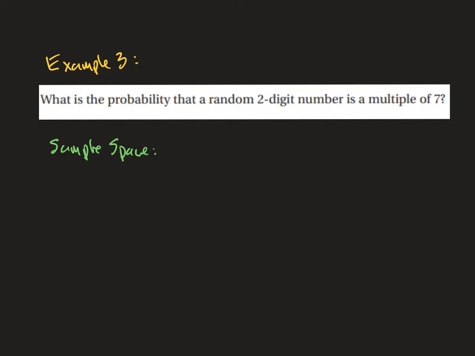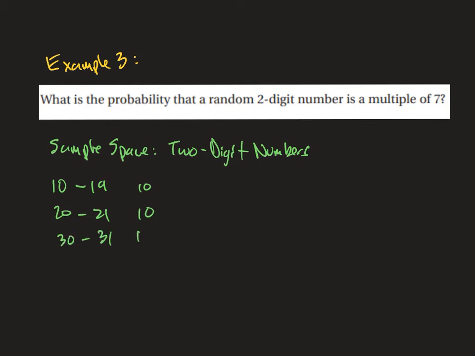Our sample space is 2-digit numbers. How many are there? Okay, well, I don't want to spend time writing all these out, so I'm going to think this through. If I counted all the numbers that are 2 digits, basically I would start at 10, and I would go from 10 to 19, and there are 10 of those. And then I would go from 20 to 21, and there are 10 of those. And I'd go from 30 to 31, and there are 10 of those, and so on.